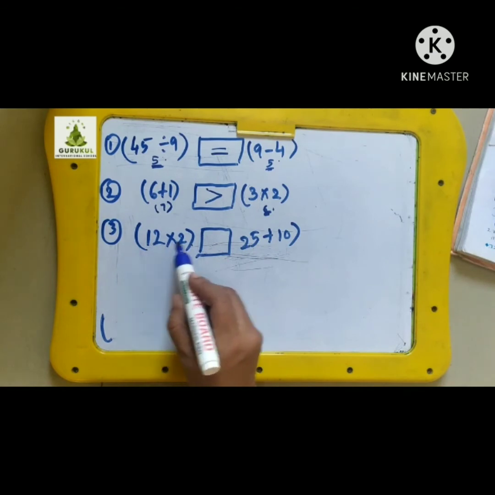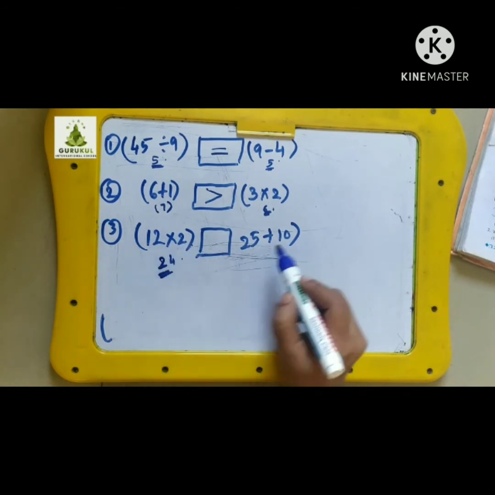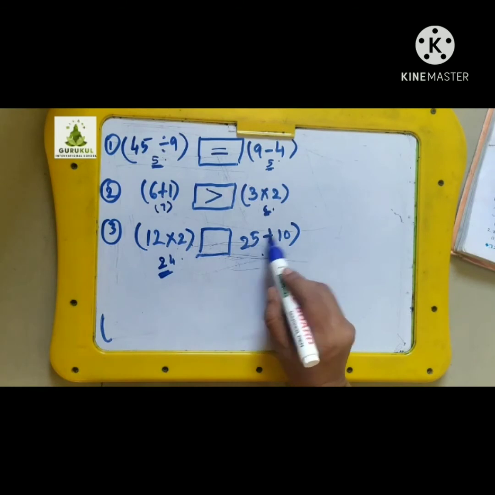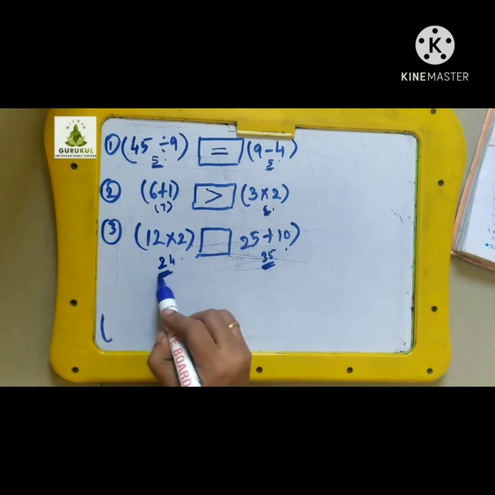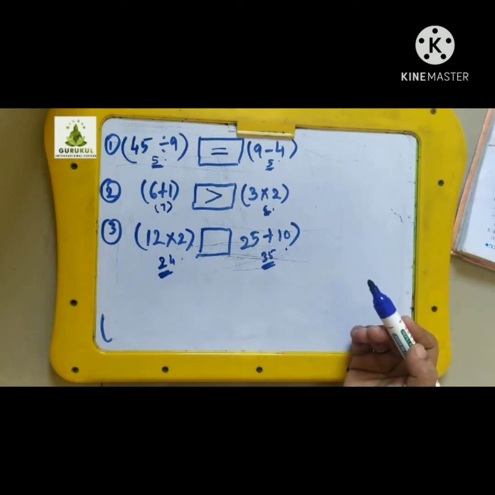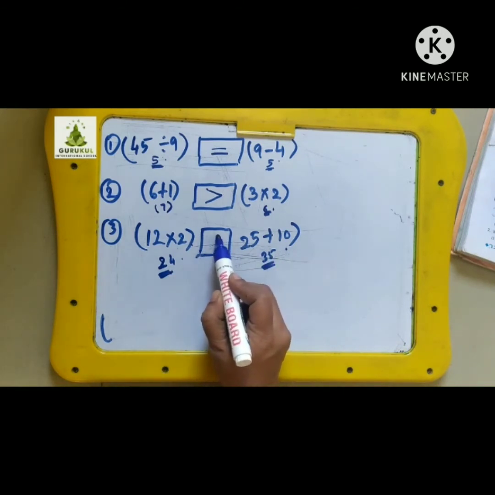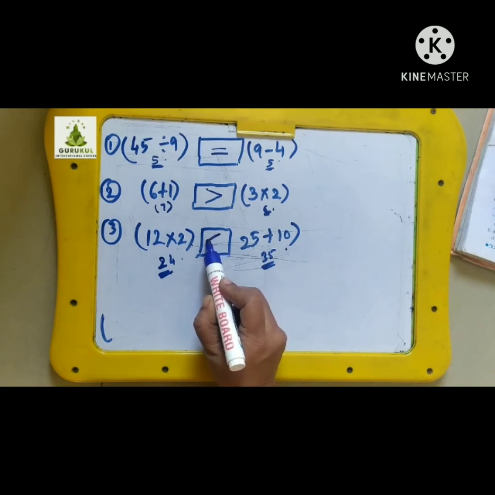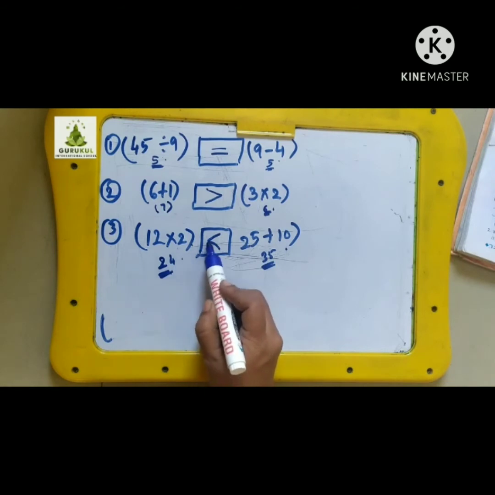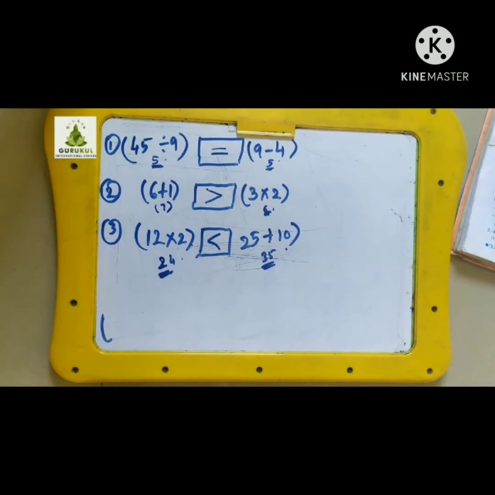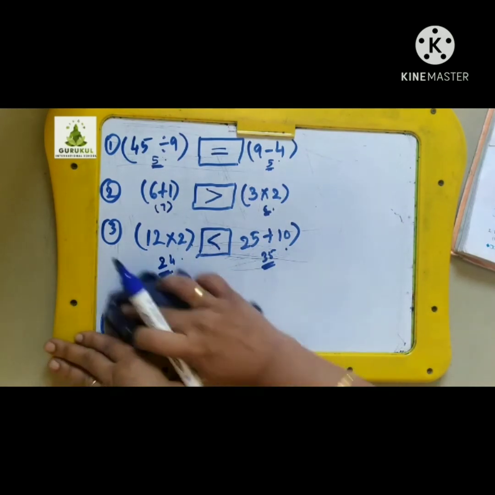Okay, now 12 2s you get answer as 24. Now 25 plus 10 you get the answer as 35. Now both left hand side and right hand side answers are different. Then which is greater, which is smaller? 24 is less than 35. So you write in such a way that 35 is the bigger number. So open mouth of the V to the bigger and the end that is smaller to the 24. So this is how you identify and decide what symbol has to come.